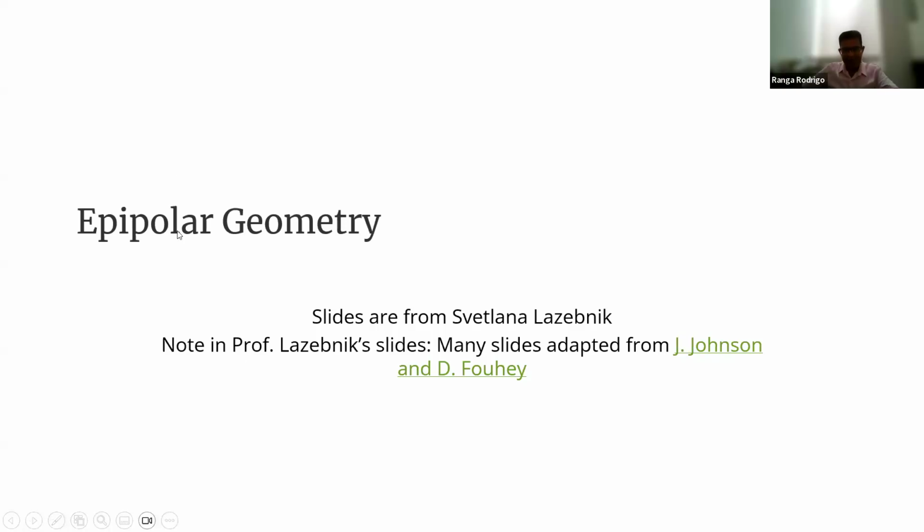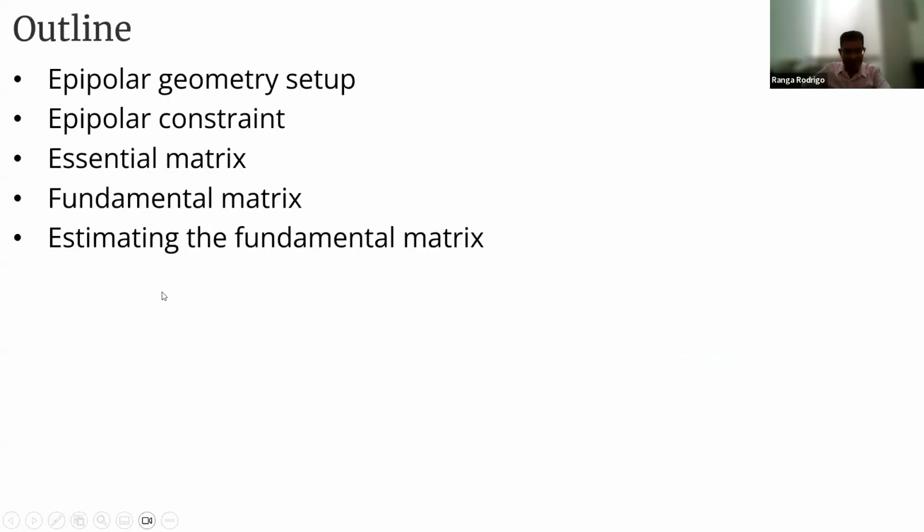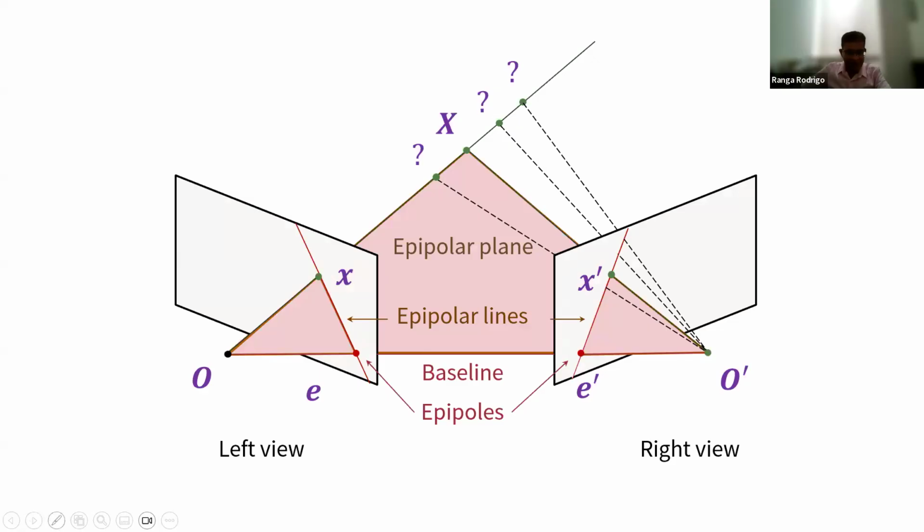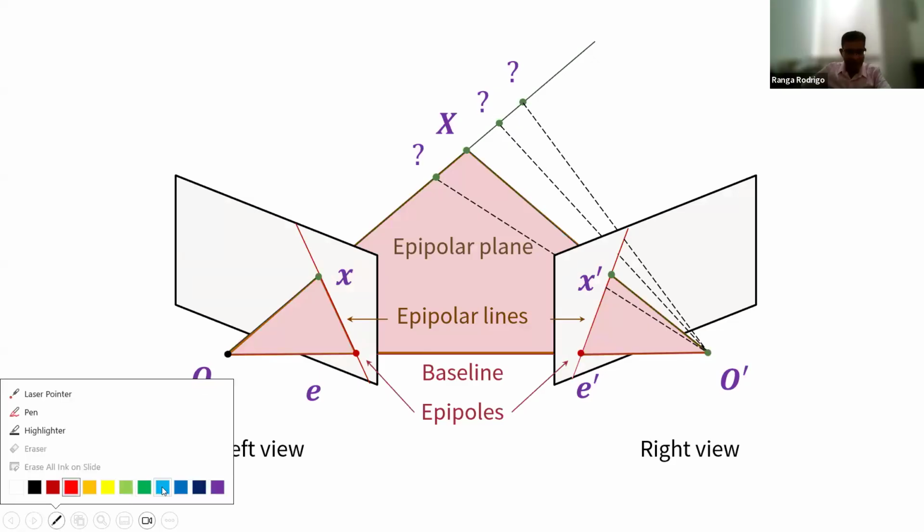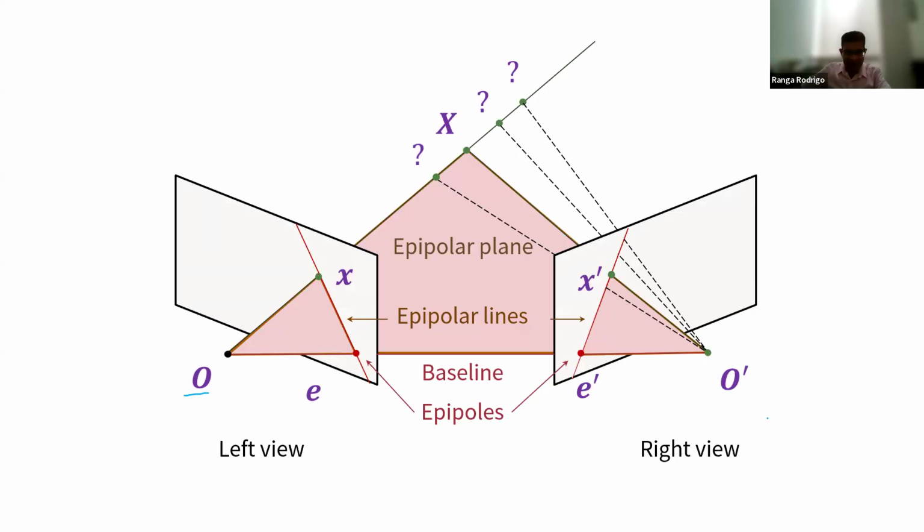So we'll start the epipolar geometry. As I briefly talked about, you can consider the two cameras here. This is camera 1 and this is camera 2. We call them O and O prime. These are the centers of the lenses.